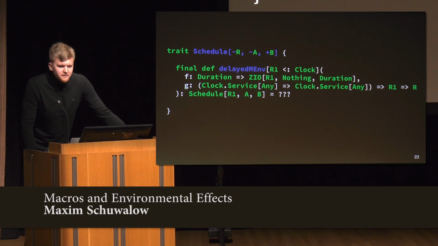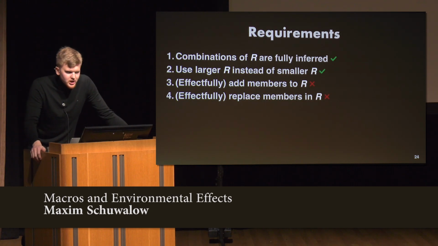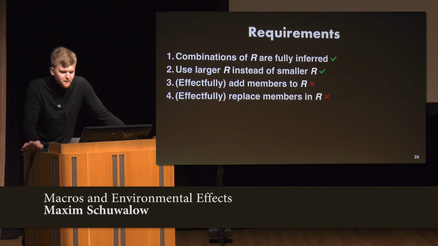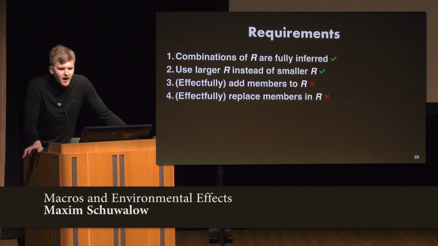But that's kind of what we're stuck with, because we don't have any way to modify this in a generic context. So let's briefly recap everything we have learned about this R parameter, its current encoding, and shortcomings. We essentially want combinations of R, or dependencies, requirements of effects, to be compositional and fully inferable. This works beautifully with the current encoding, and is nice.